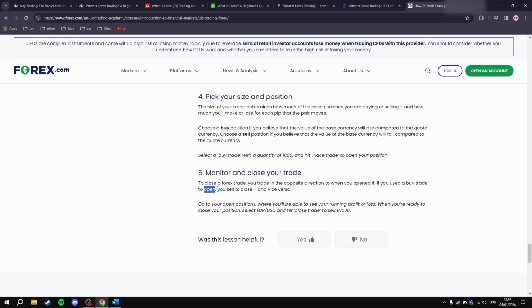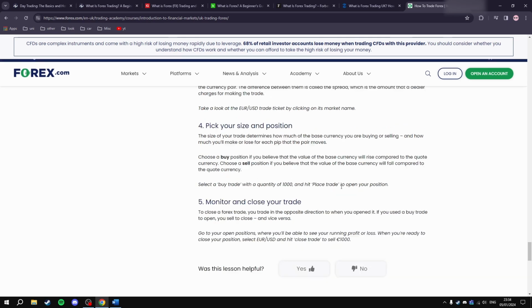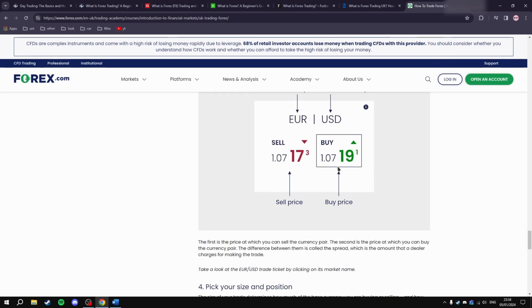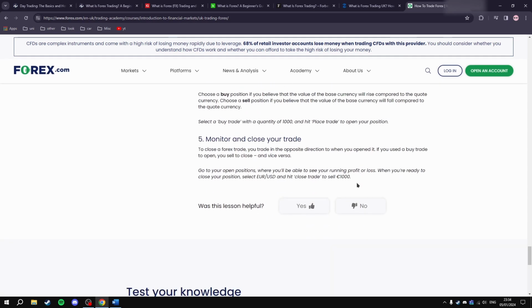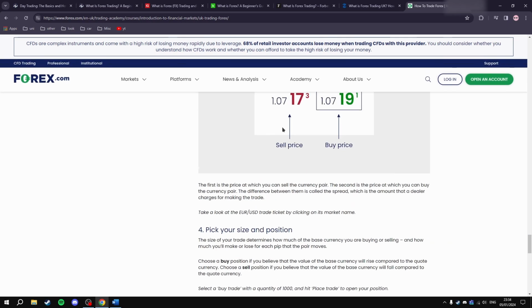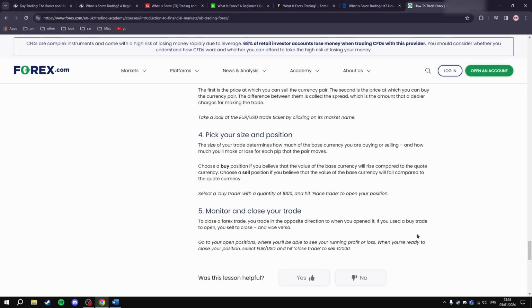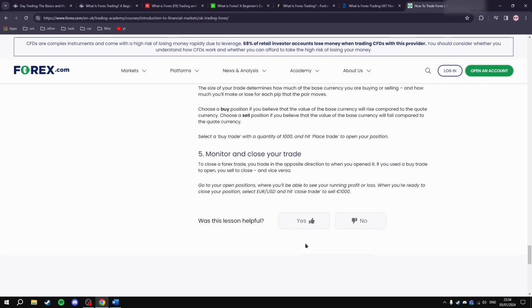How do you close your trade? To close a Forex trade, you trade in the opposite direction to when you open it. So if you bought it, then you would sell it. If you sell it, you would buy it. If you use the buy trade to open, you sell to close, and vice versa. To sell euro.